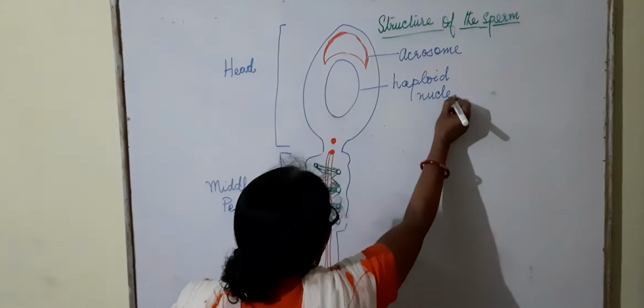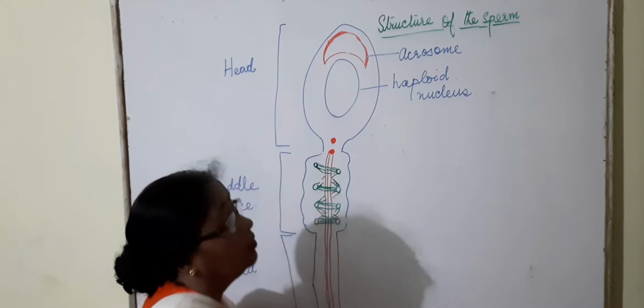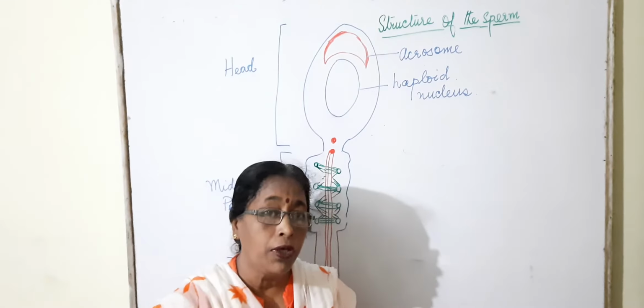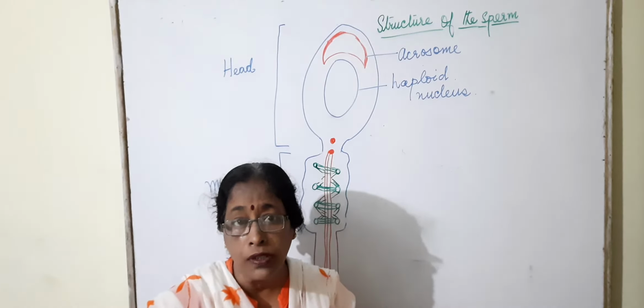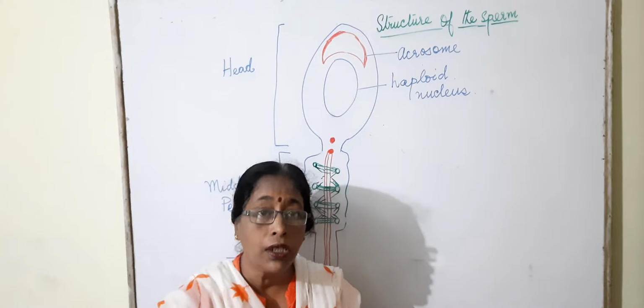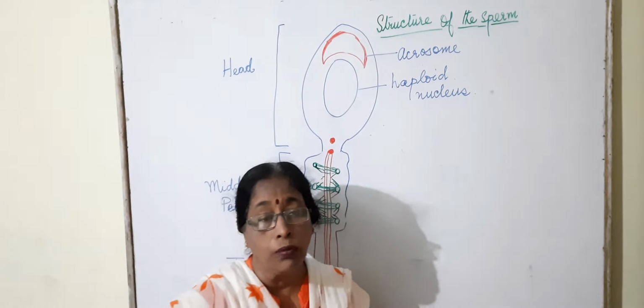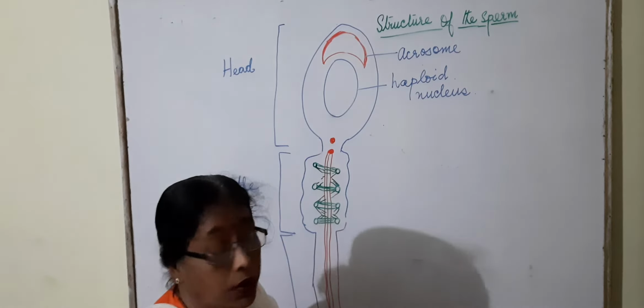This is the haploid nucleus. Now sperms are of two types. One of the sperm contains X chromosome along with the autosomes, and one of the sperm contains Y chromosome along with the autosomes. Therefore, the nucleus of the sperm cell is haploid.